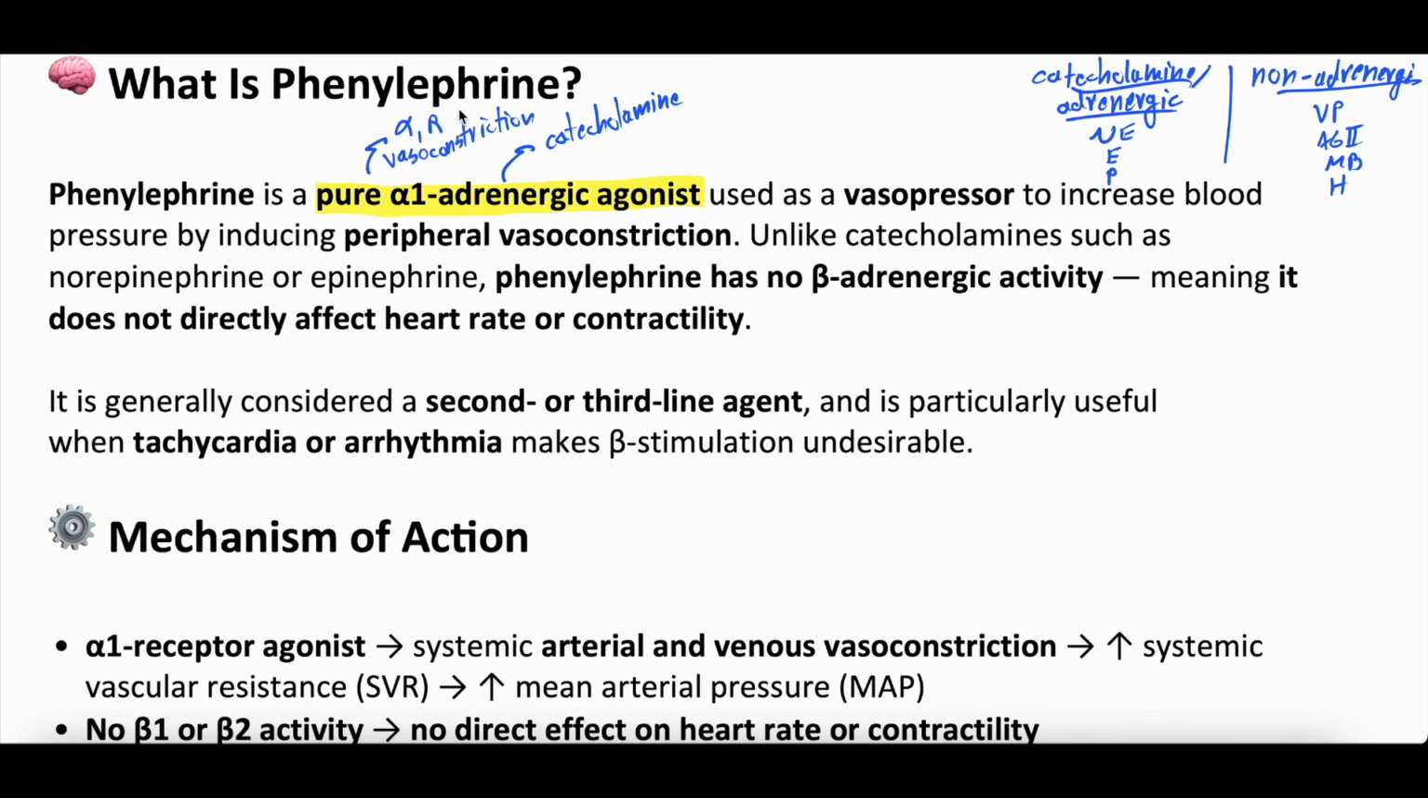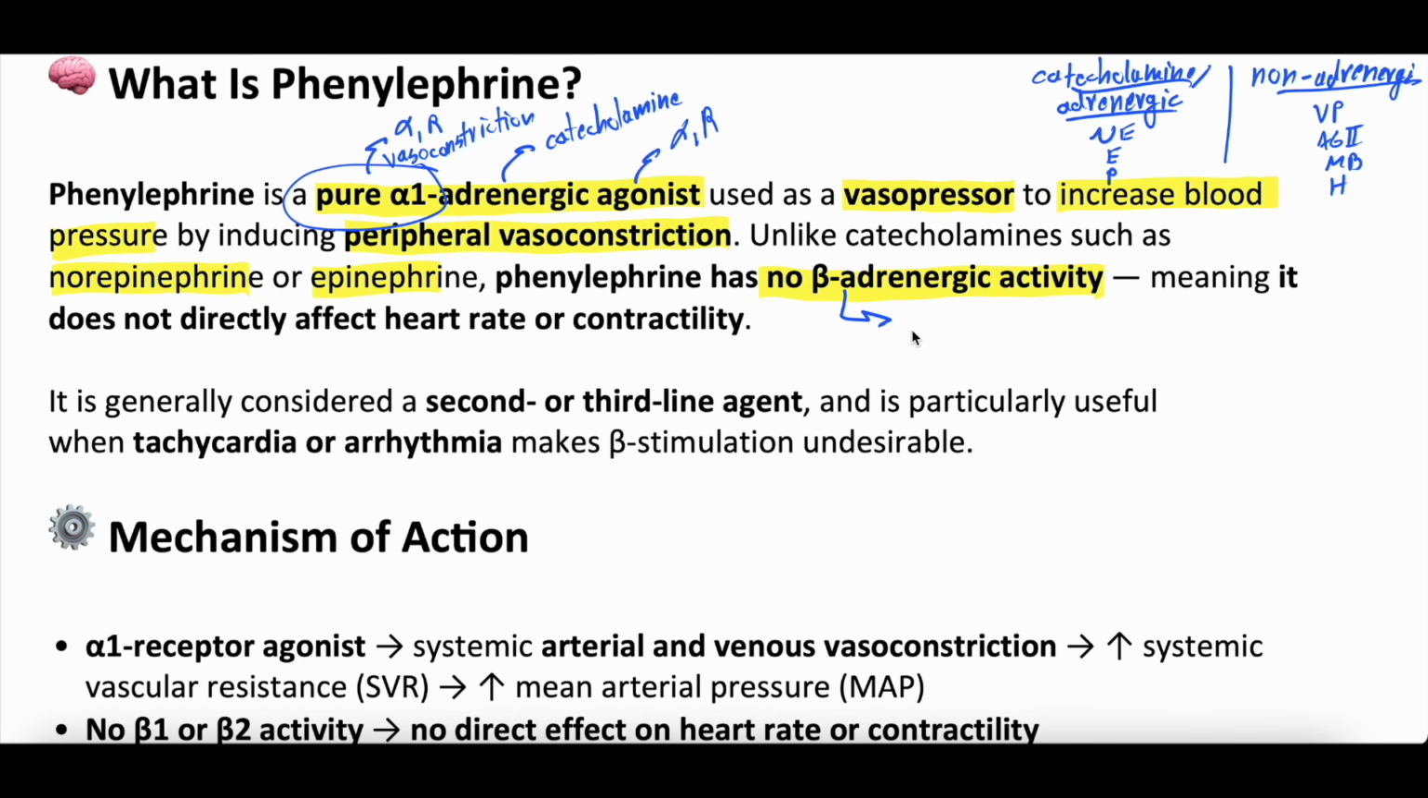So phenylephrine is a pure alpha 1, so it works only on alpha 1 receptors. Adrenergic, so it's a catecholamine-based vasopressor. Agonist, so it stimulates these alpha 1 receptors. So it's a pure alpha 1 adrenergic agonist used as a vasopressor, used to increase blood pressure by inducing peripheral vasoconstriction. Unlike catecholamines such as norepinephrine and epinephrine, phenylephrine has no beta adrenergic activity, right? It's a pure alpha 1.